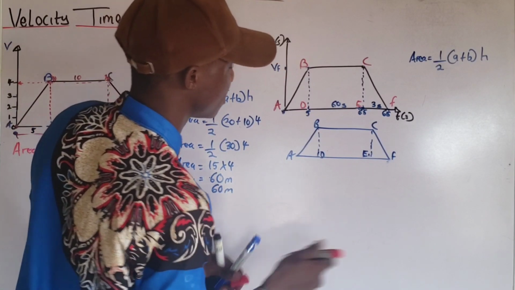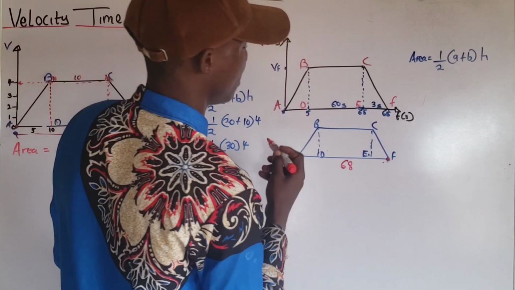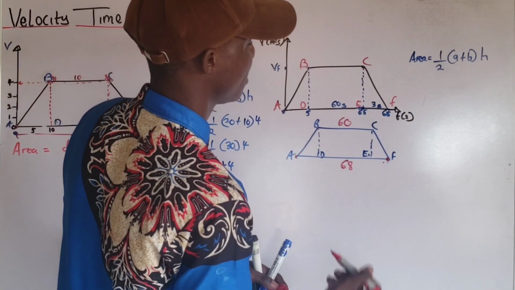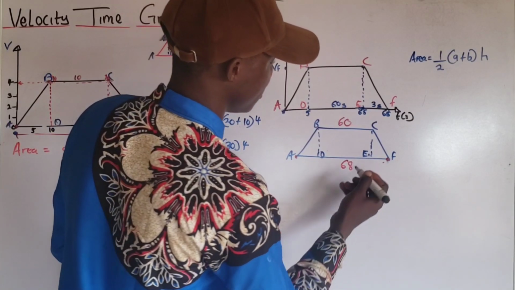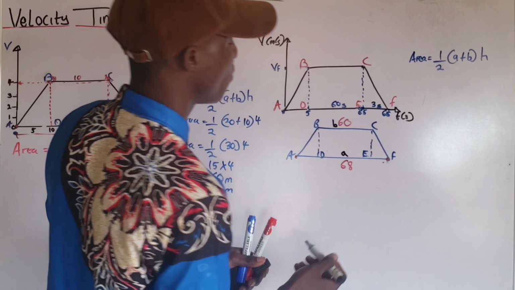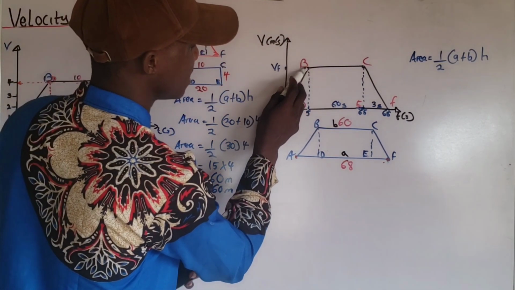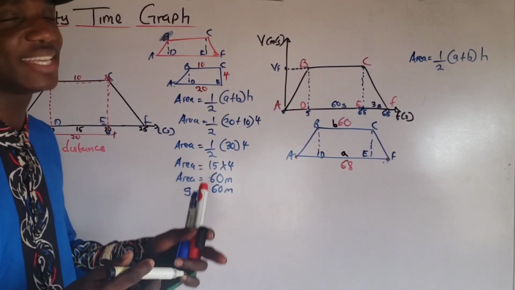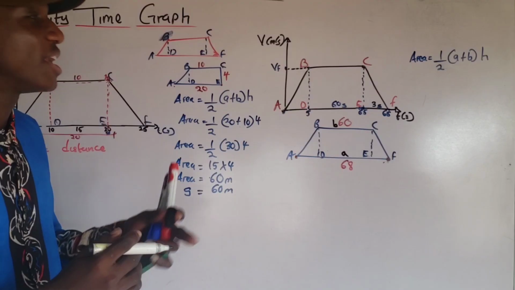From this point to this point is what? 68. Now, from this point to this point is what? 60. This is A, and this is B. Now, we need the H. The H is the velocity. The velocity that we need is Vf. The height is the velocity, the velocity that is attained. That velocity is what we need.